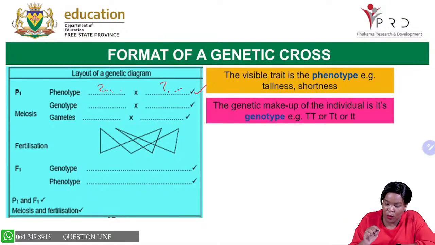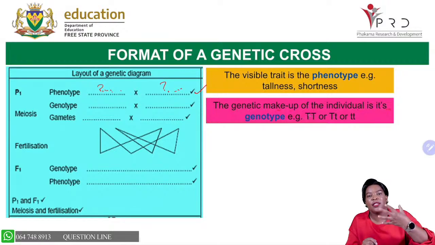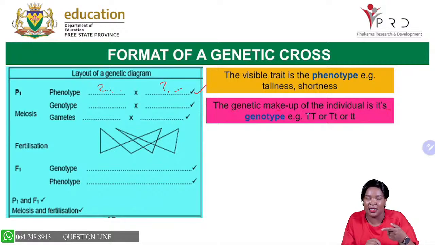Then you come to the genotype. The genotype is the genetic makeup of an individual. What gives that person the blue-eyed color are the alleles. So you are going to write out the alleles or the genes that gave that person the blue color. This is where you are going to use the letters and look at what is said in the statement.